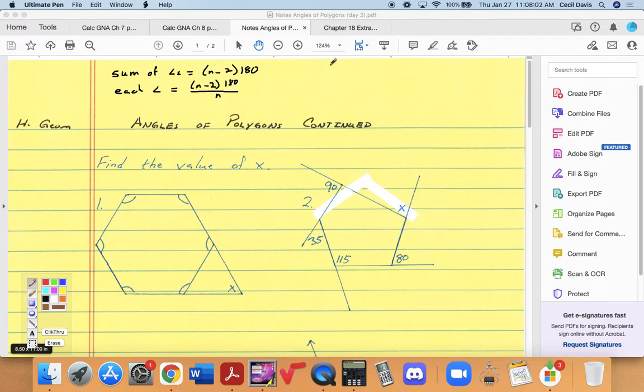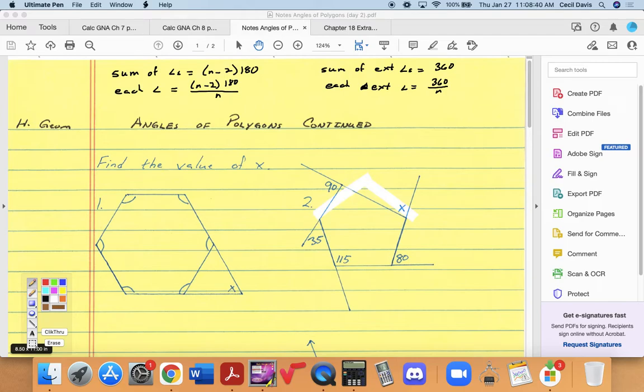Let's see if someone else remembers something. What's the sum of the exterior angles? 360. Yeah, it's always 360. So then each exterior angle, how will we find that? Yes? Divided by the number of angles. Yeah, divide 360 by the number of angles, which is also the same as the number of sides.